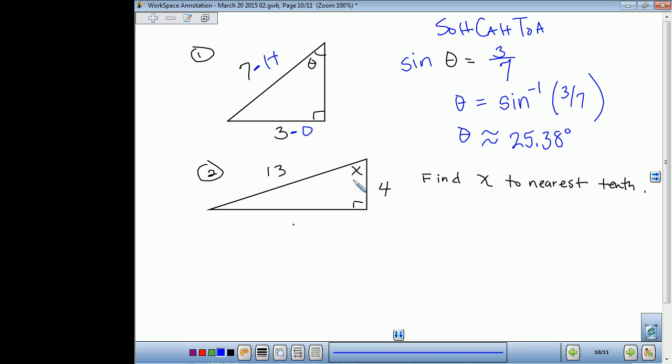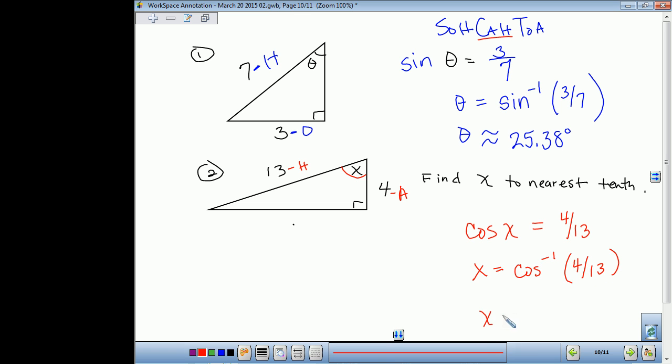So we're doing the same thing on number 2. We're finding an angle measure, so we're going to go backwards, so we're going to have to use an inverse of one of these 3 trig ratios. So once again, we look at this triangle with respect to angle x. 13 is the hypotenuse and 4 is the adjacent side. So this time I'm using cosine. So the equation that I would set up is cosine of x is equal to 4/13. And to solve for x, I have to do the inverse of cosine of 4/13.